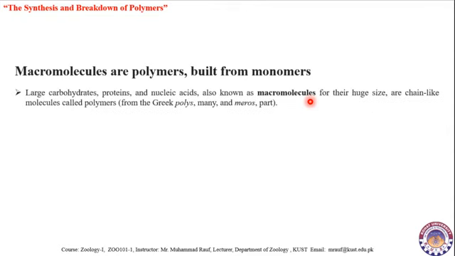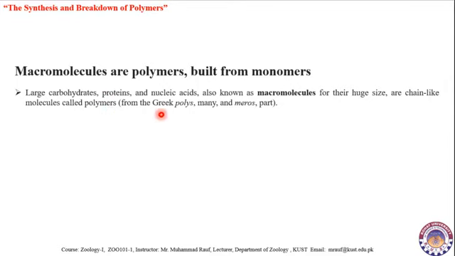Introduction. Macromolecules are polymers built from monomers. Over the last few lectures, we have discussed different types of biological macromolecules, and you studied different types of monomers which combine and form large molecules called polymers. Large carbohydrates, proteins and nucleic acids, also known as macromolecules for their huge size, are chain-like molecules called polymers.